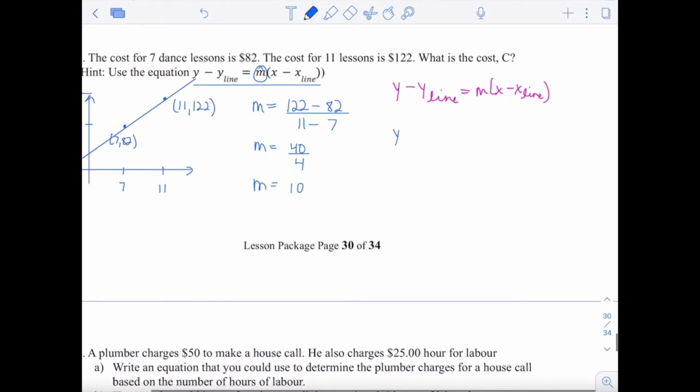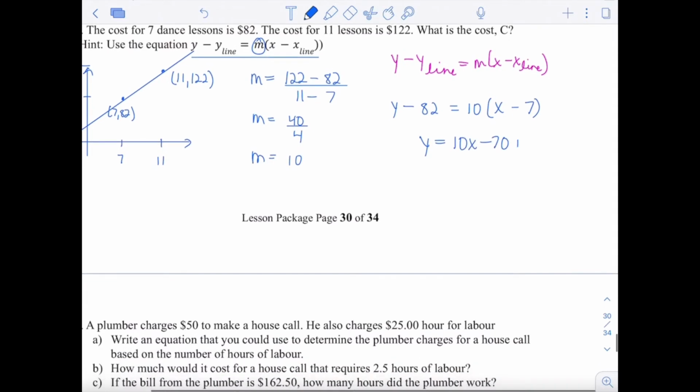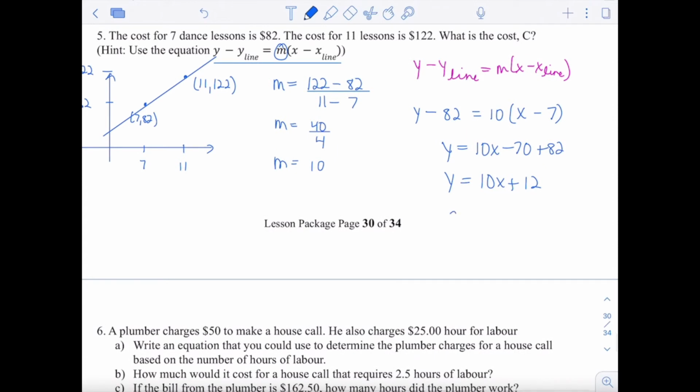So what I'm going to do is sub in either (7, 82) or (11, 122). I'll just sub in the first one. y minus 82 equals 10 times x minus 7. So I get y equals 10x minus 70 plus 82. y equals 10x plus 12. So what we're saying here is that the cost is 10x plus 12, where x represents the number of classes.